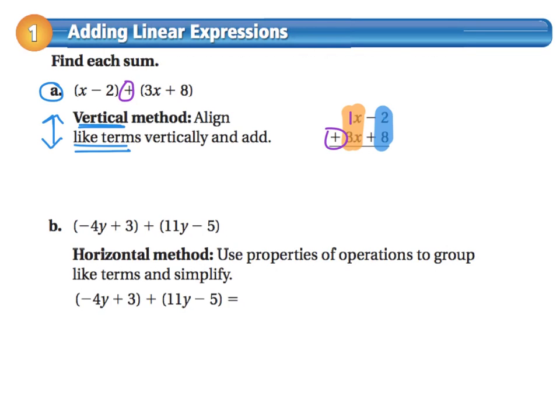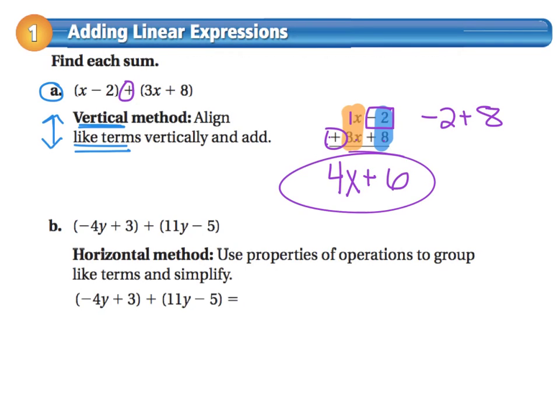So I have 1x plus 3x gives me 4x's plus negative 2 plus 8. Let's look at this. Negative 2 plus 8 gives me a positive 6. And right there I have my answer. Notice it's essentially just combining like terms.